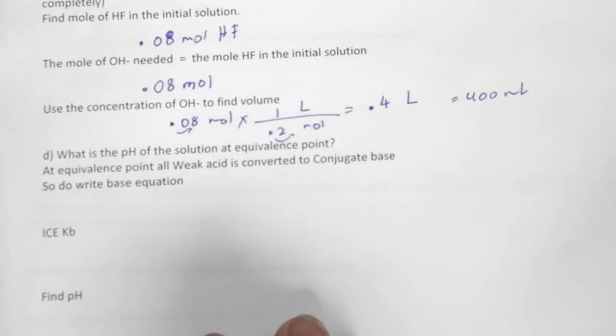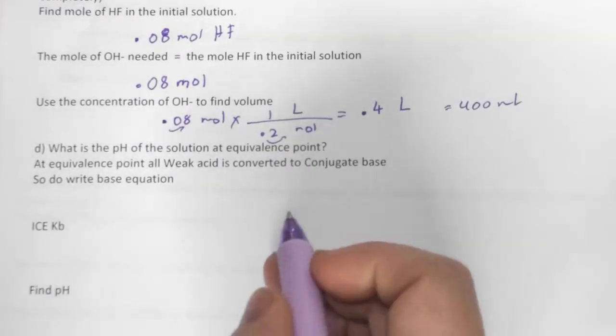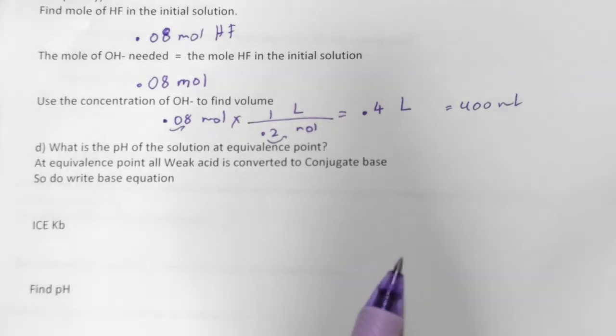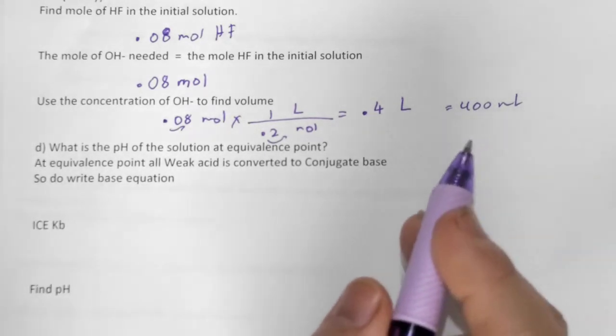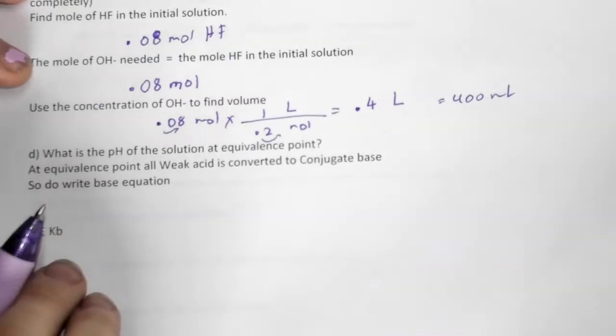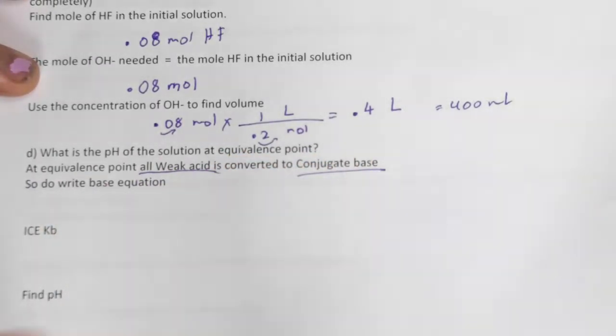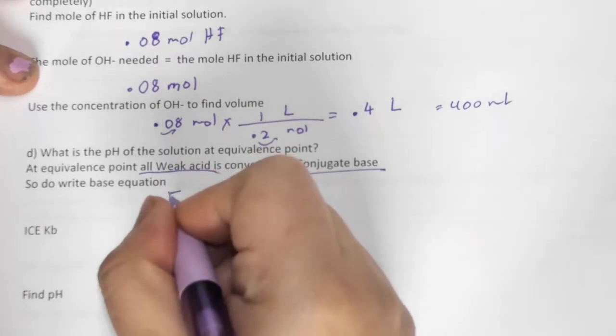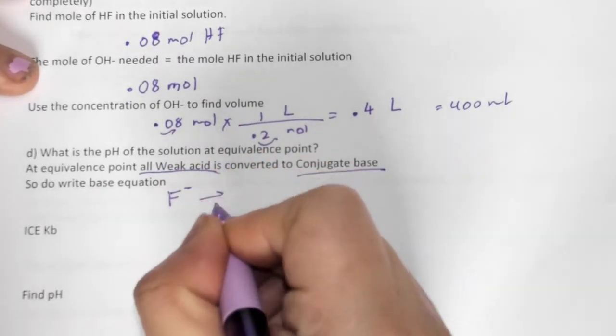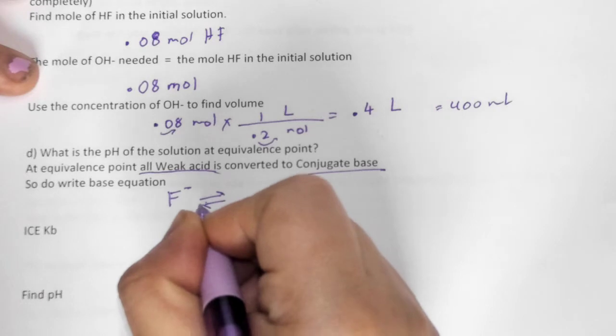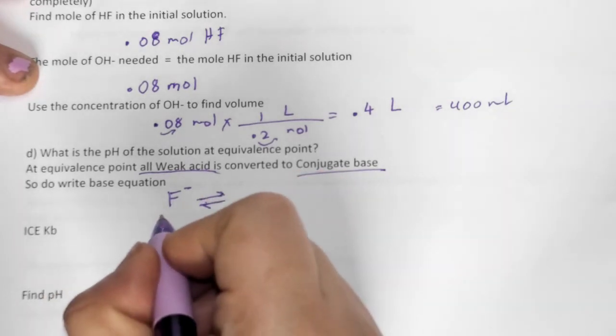All right, let's continue. What is the pH of the solution at the equivalence point? This one is a little bit difficult. You can't just say 7, you have to figure it out. So what happened at the equivalence point? You need to know that all the weak acid is now conjugate base. So you no longer have HF, you only have F minus. That means you're writing the F minus equation, so to speak. F minus is a conjugate base.